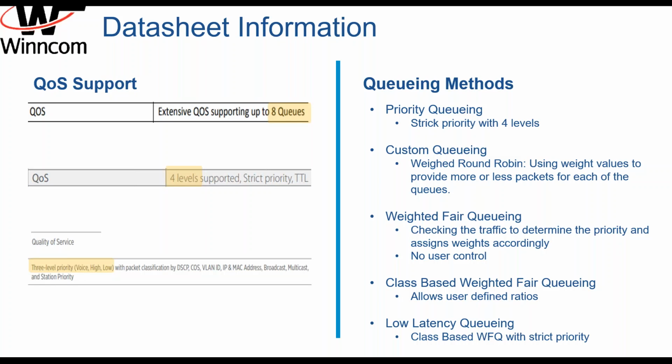However, in class-based weighted fair queuing, you can assign weight values by yourself. The last one, low latency queuing, is about adding a strict priority level to the class-based weighted fair queuing method. How your link handles the QoS may not be a problem for most networks, but if you will have critical communication over your radio, you may want to check how your radio handles the quality of service.